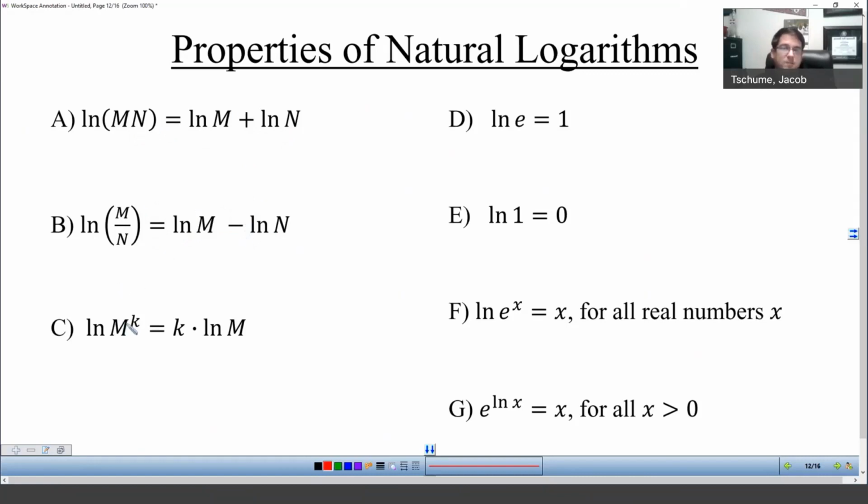If you have an exponential function or term inside your logarithm, let's say it's m raised to the k, then that k power, if you need to, and we will need to in a few minutes, you can bring to the front and rewrite it as k times the natural log of m. So you can bring any exponential power directly to the front as long as you multiply it by the natural log.